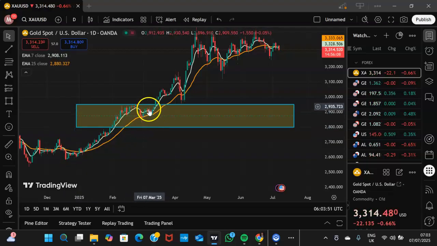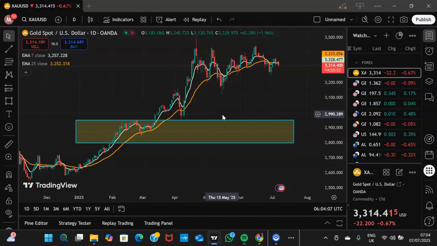last area before the impulsive move, and that's how I'm going to trade it. And the same goes for the sell, which is the supply.